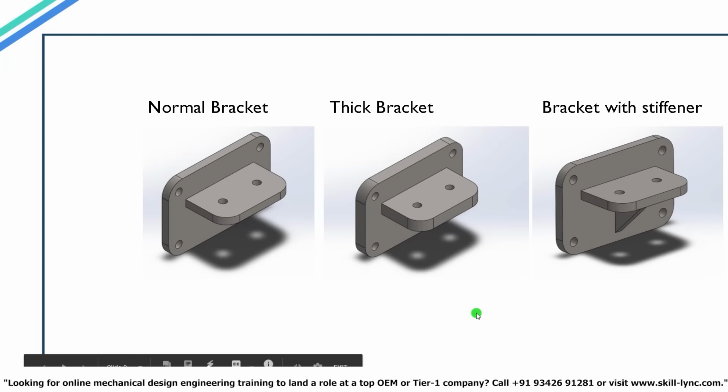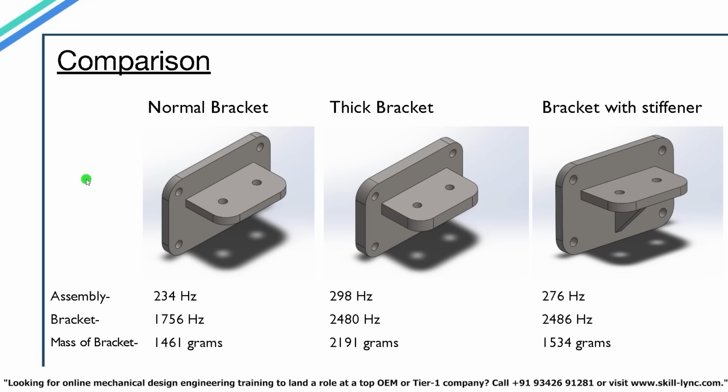Okay, so here is our PPT. We have our normal bracket, thick bracket, and also the bracket with stiffener. The values that we obtained are, for the assembly model, the normal bracket had a resonance frequency of 234 Hz. This is not the resonance frequency of just the bracket. This is the resonance frequency of the entire assembly. For the thick bracket, it was 298 Hz, and for the bracket which had a stiffener, it is 276 Hz.